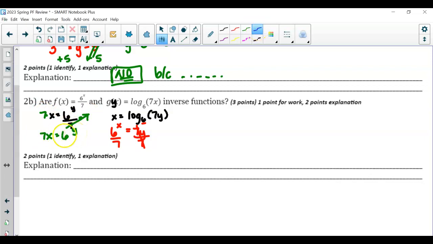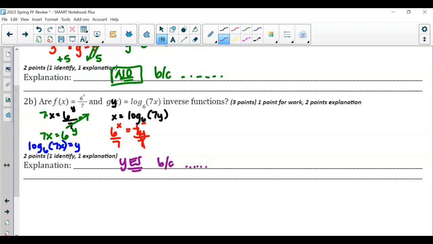Now this can be converted because the exponential is by itself as a log. So this is log base 6 of 7x, right? Close it off, is equal to y. Notice they match. So are these two inverses? Yes, they are inverses. But why? So make sure to have your because statement.